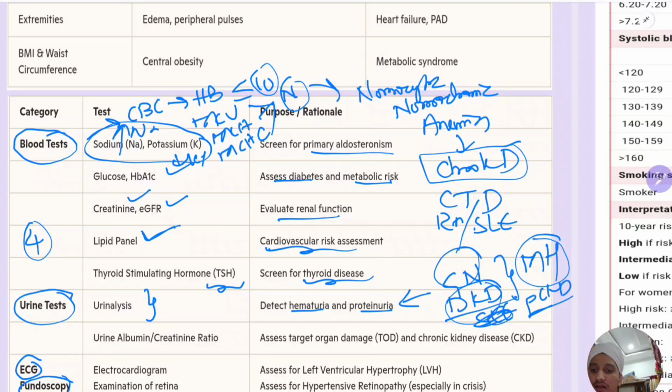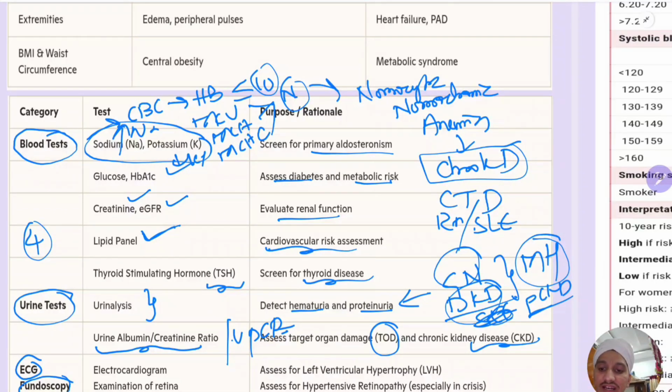Okay, and urinary albumin creatinine ratio. So this is not done in many labs. So particularly in rural areas, you can send for UPCR, urinary protein creatinine ratio. So if it is raised, then that suggests chronic kidney disease. And also this assesses the target organ, as we have studied in the pathophysiology.